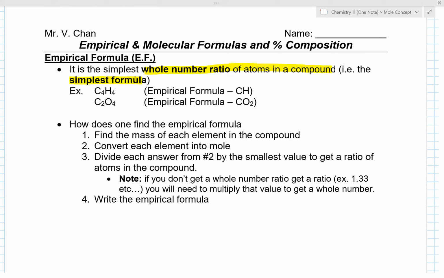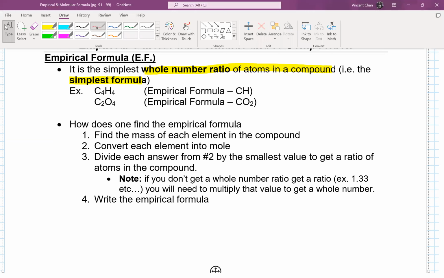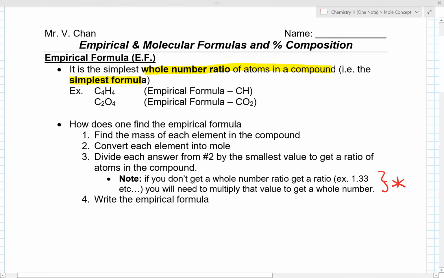Now, how does one find the empirical formula? There are 4 steps. Number 1, find the mass of each element in the compound. Number 2, convert each element into moles. Number 3, divide each answer from number 2 by the smallest value to get a ratio of atoms. Note, if you don't get a whole number ratio, for example 1.33, then you will need to multiply to get a whole number. I'll talk about this a little bit later on, so I'm just going to put a little star here. And number 4, you write the empirical formula.